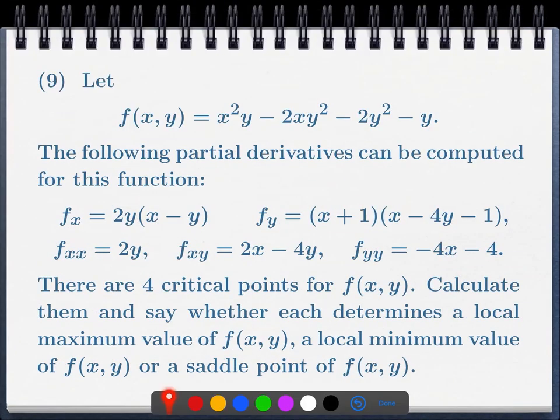The next problem is a local maximum question. And I've given you not just the function, but I have given you all the derivatives we need. We have f sub x, f sub y, as well as the f sub xx, f sub xy, and f sub yy. And we want to find just where the local max and min are, as well as the saddle points.